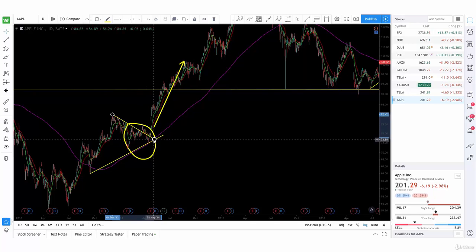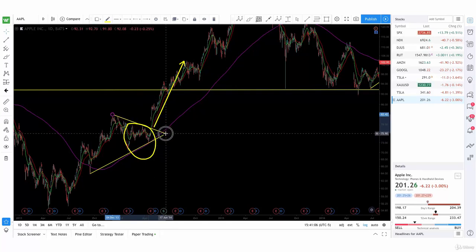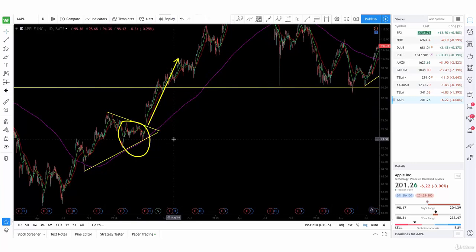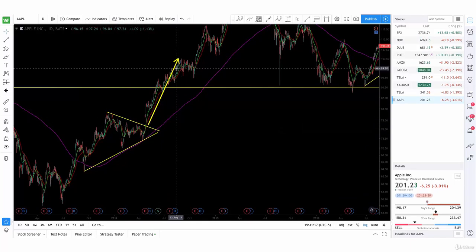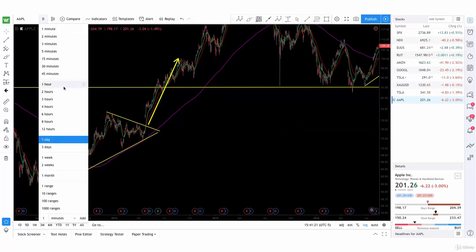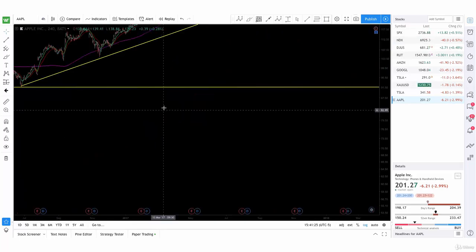Okay, so you want the stock to do price discovery. So what happens? We changed this line after that happened. Now look, now it looks more like a symmetrical triangle. And then after that, it broke up. Okay, let's check it out at a 4-hour time frame.